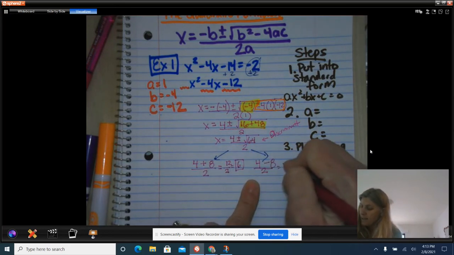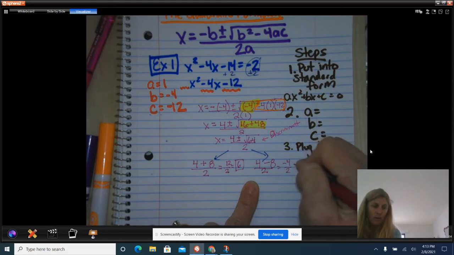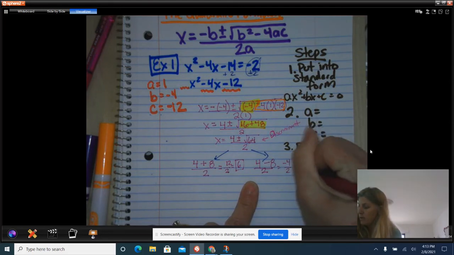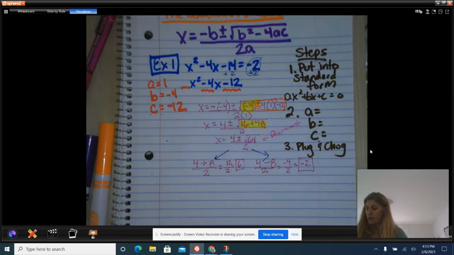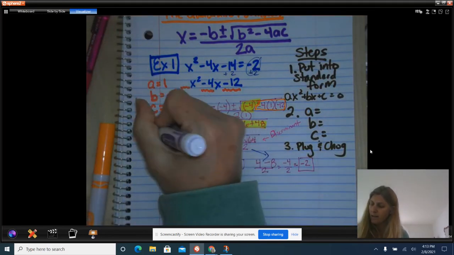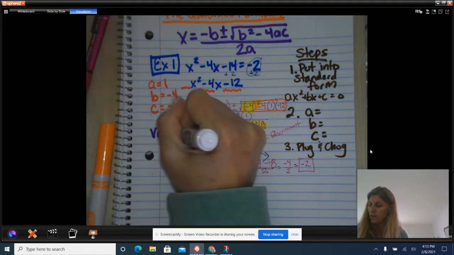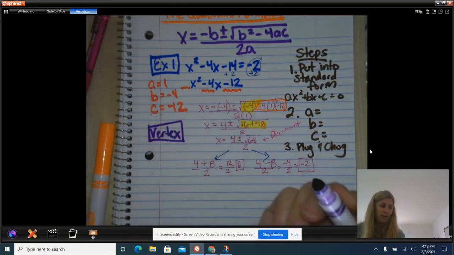4 minus 8 is negative 4 divided by 2, which is negative 2. So we have now found the roots. Now, the other thing that we can find very easily from this is the vertex. And we can do this all along with just our a, b, and c.